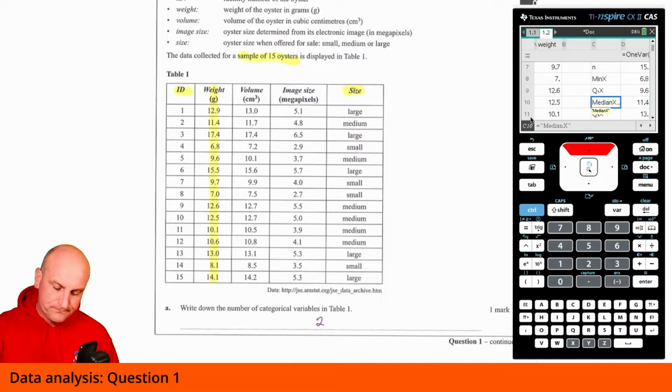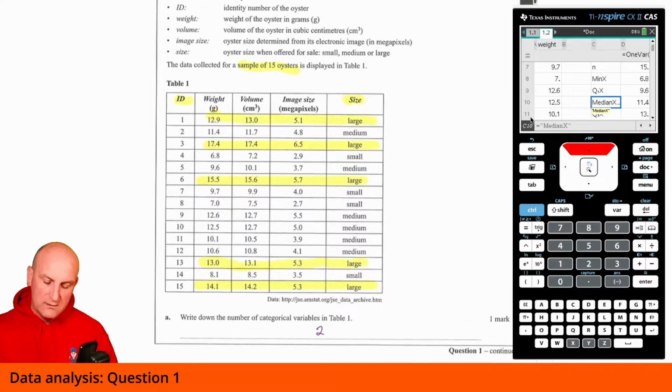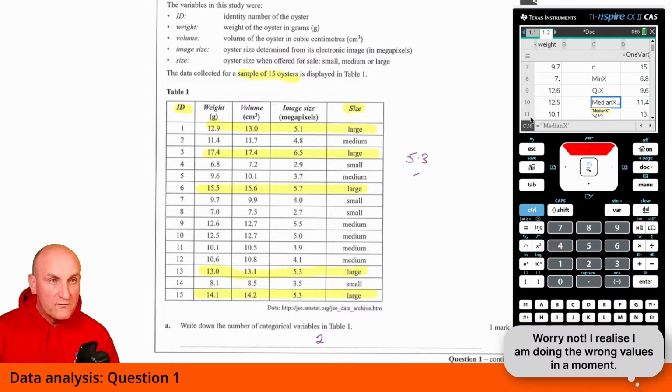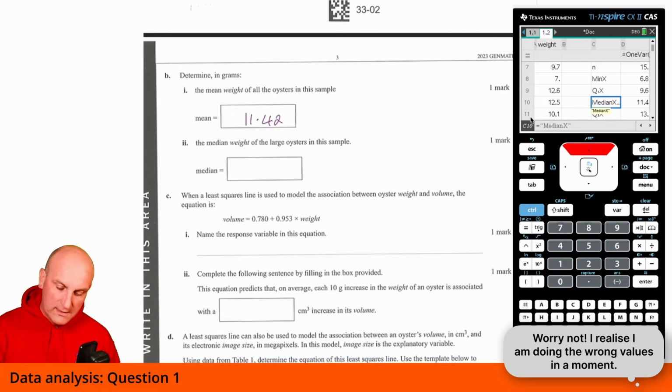So let's scroll. I'm going to delete this, and I'm just going to highlight my large oysters. There's my large. There's my large. Have I got any more? Yep, there's a large. Really need to get my eyesight tested. There's a large, and there's a large. Have we got all the large? Yes, I have. I'm just going to check again the median weight of all the large. So what I'm going to now do is write those out in order. So I have 5.3, 5.1, 5.7, and 6.5. Median, one in the middle, fairly obviously there, 5.3. So for this one, I'm going to go for 5.3.